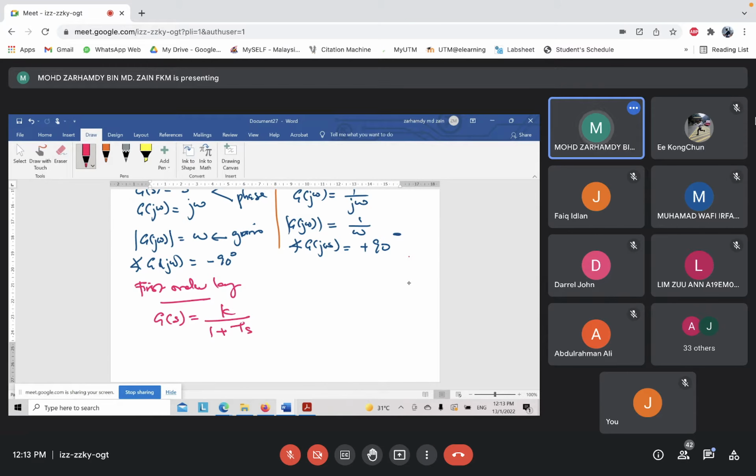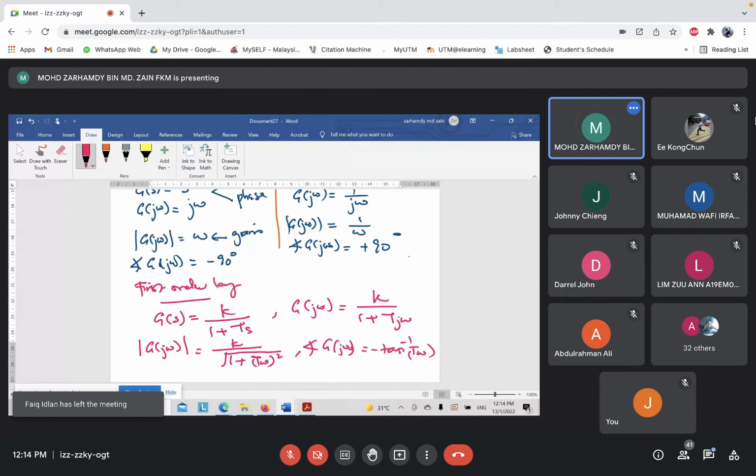Okay, so now from this, we convert to the frequency response. We substitute s equal to j omega. Then we have K over 1 plus T j omega. Then for this gain, we have the modulus of G(j omega) equal to K over the square root of 1 plus T omega squared. Then for phase, we have the phase of G(j omega) equal to negative inverse tan of T omega.